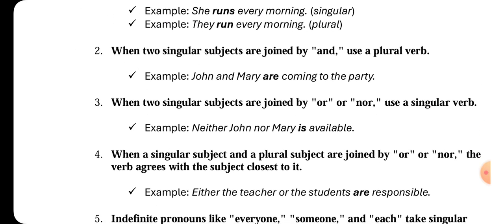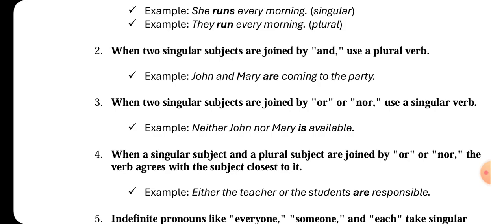When two subjects are joined by and, use plural. Do you get it? For example, when you say Kwame and Mary, they become two people. So you use a plural verb, which is are. So Kwame and Mary are coming to the party. But if it is only John, you say John is coming to the party. Let's look at another rule.